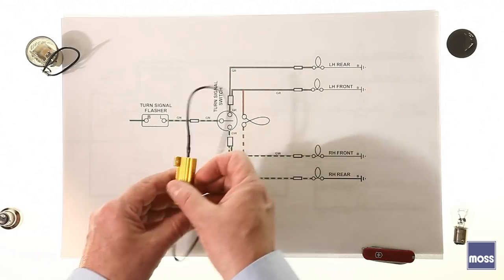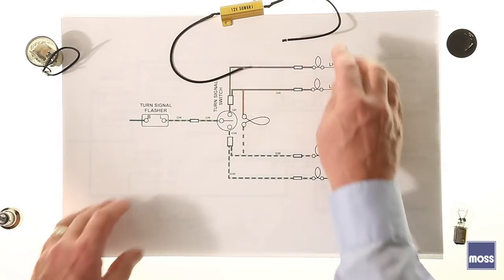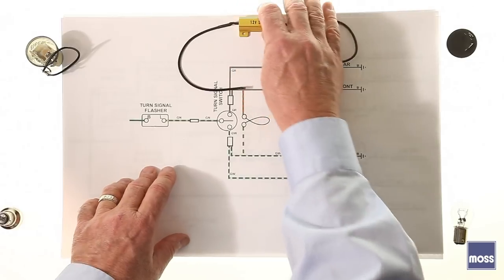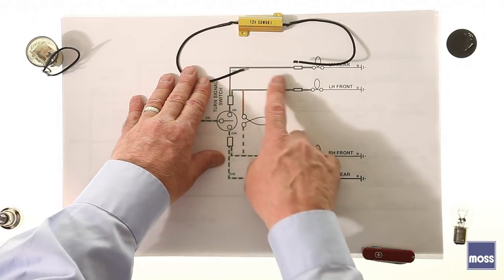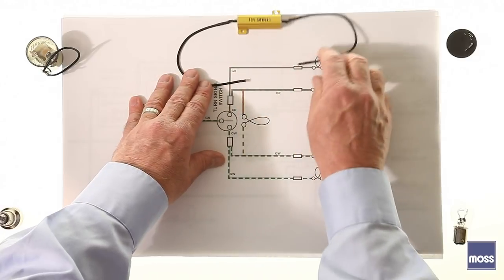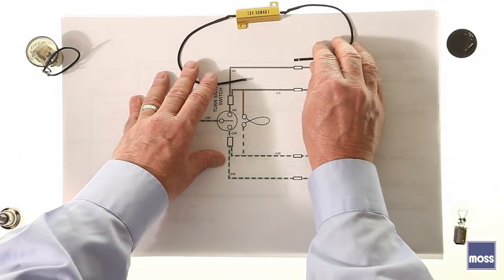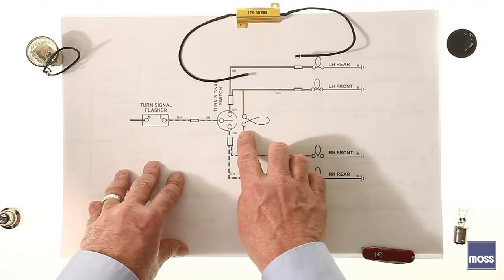That's where the ballast comes in. We take our ballast. The ballast is going to sit in the car. We're going to tie it to the lead going to one of these lamps. And then we're going to take the end of it and tie it to ground. Okay, that's easy. Now, the electricity comes through the bulb.